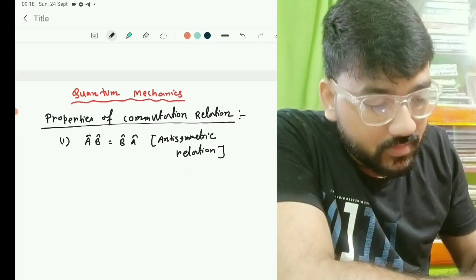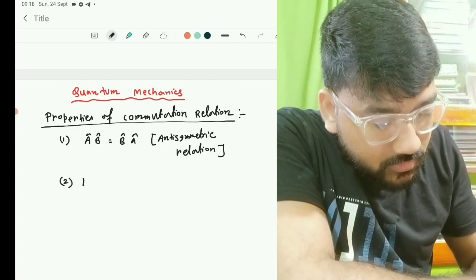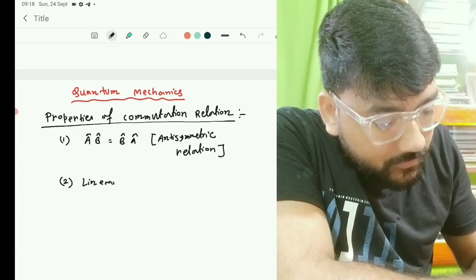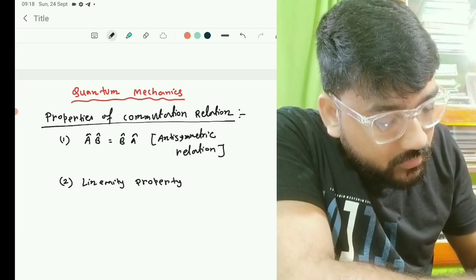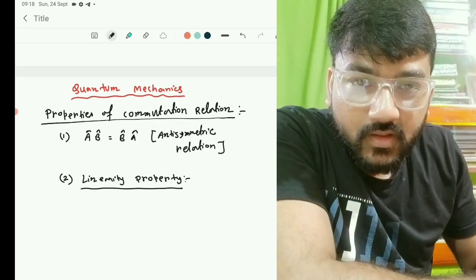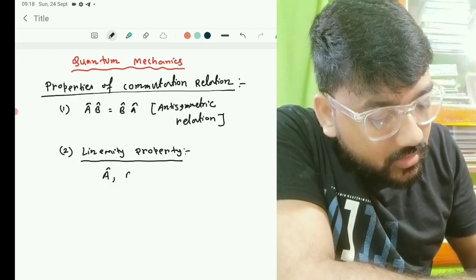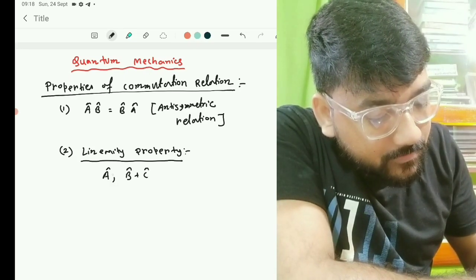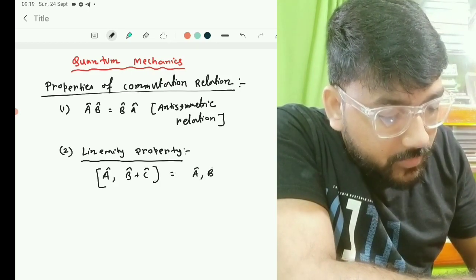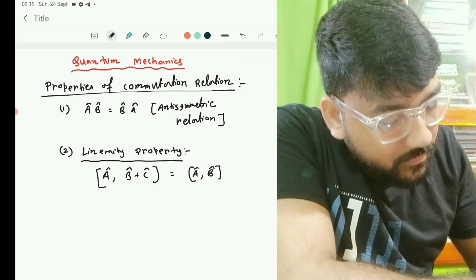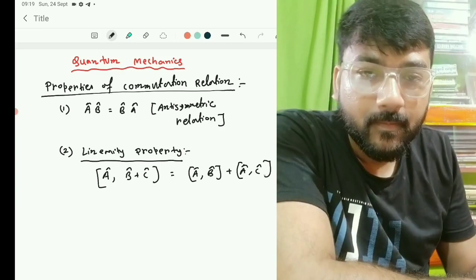Okay, now one more important property is the linearity property. So what this linearity property is: if you have three operators a cap, b cap and c cap, something like [a cap, b cap plus c cap], then you can write it in this way, that is [a cap, b cap] first, plus [a cap, c cap]. So you can write this way.